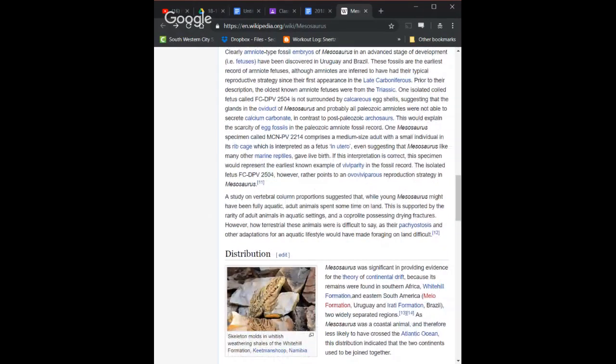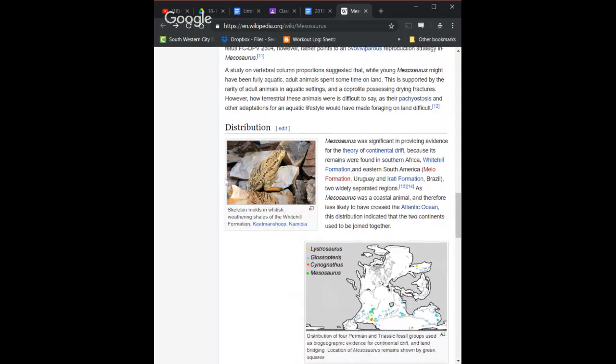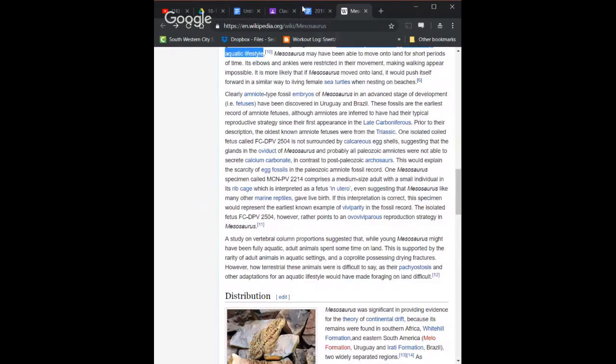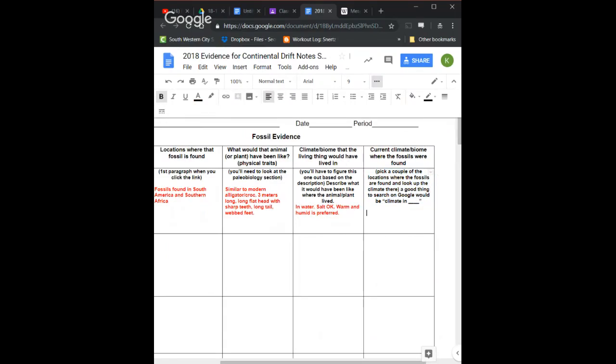Here we're talking about the vertebra, which is the backbone. It suggests that it may have been fully aquatic. Adult animals would have spent some time on the land, a lot like a crocodile, right? So what do we know about that? We know that the adult croc prefers it warm and humid, right? Now, why is that? The croc, just like the Mesosaurus, would have been a reptile. Reptiles need that warmth. They can't really survive in cold. It's not really their jam. So that's the biome it would have liked, and I did all of that based on what I could find, so it's probably not perfect. I don't know if that makes any sense.